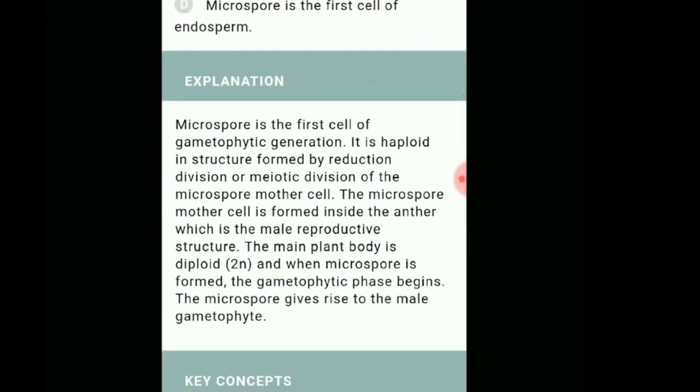Microspore is the first cell of gametopoietic generation. It is a haploid structure formed by reduction division or meiotic division of the microspore mother cell. The microspore mother cell is formed inside the anther, which is the male reproductive structure.